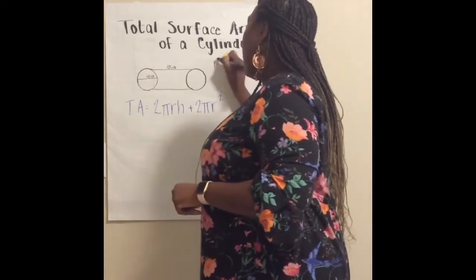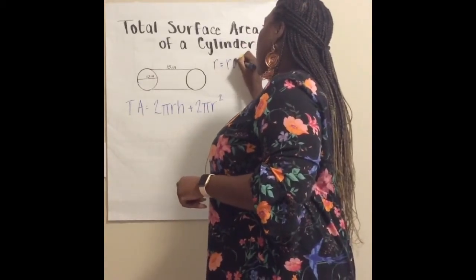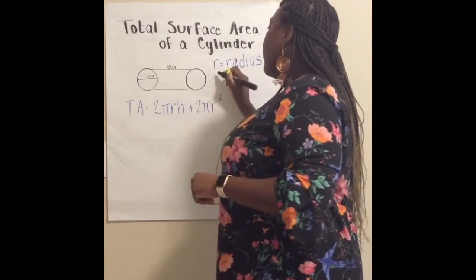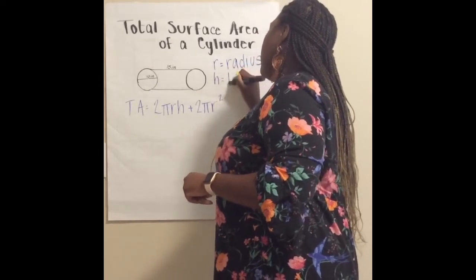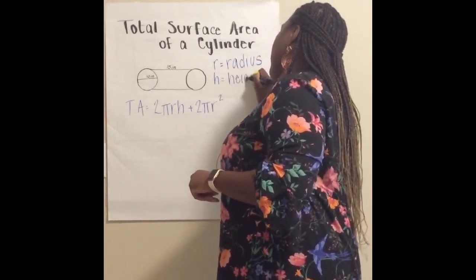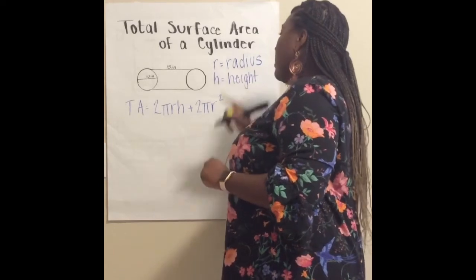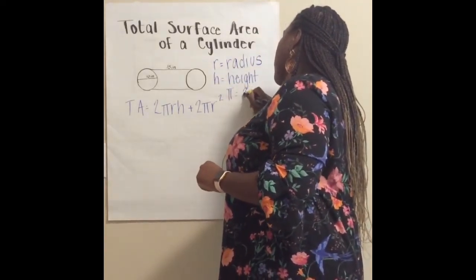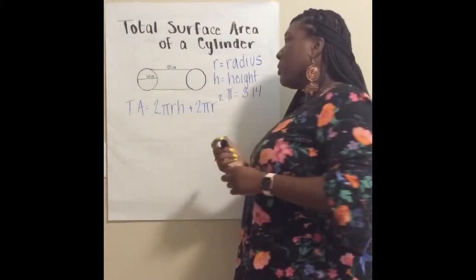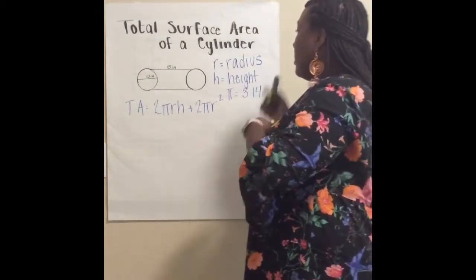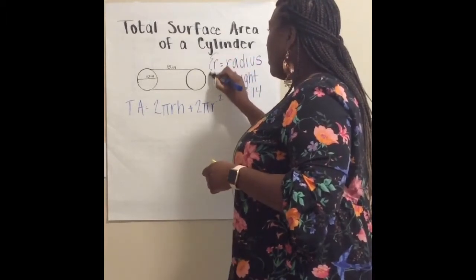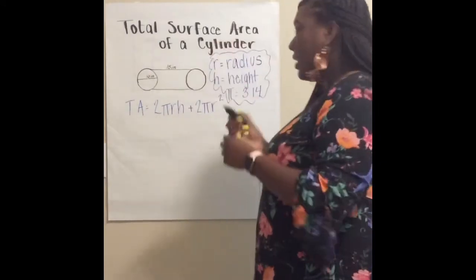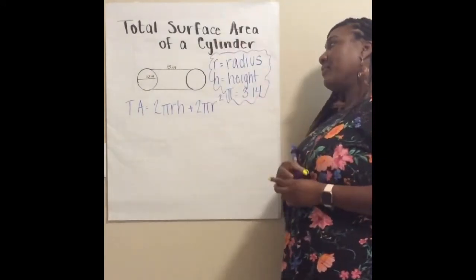We have R in our formula, and you should always know that R is radius. We also have H in our formula. H is always height. And we have pi, and you should know that pi is 3.14. So this is all your key things that is in your formula here.